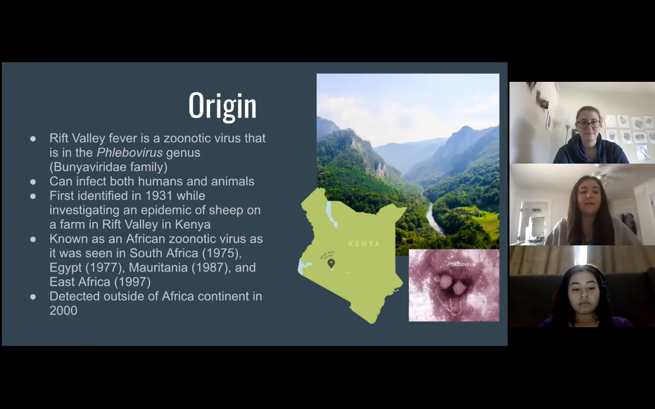It was known as an African zoonotic virus as it was mostly seen in South Africa in the 1975 outbreak, Egypt in the 1977 outbreak, Mauritania in the 1987 outbreak, and East Africa in 1997. It was then detected outside of the African continent in 2000, where we see it again in Mauritania in 2020, which is the most recent outbreak we found.